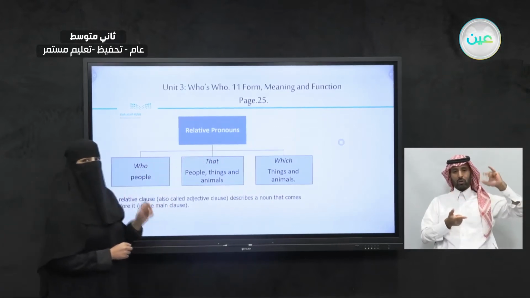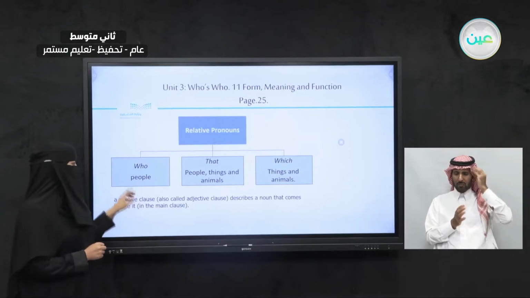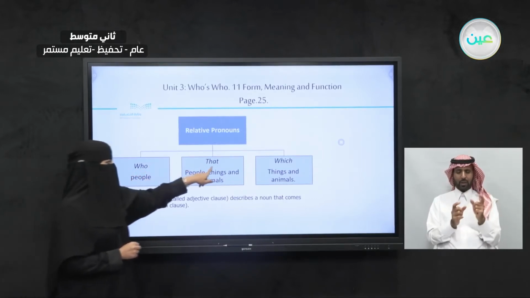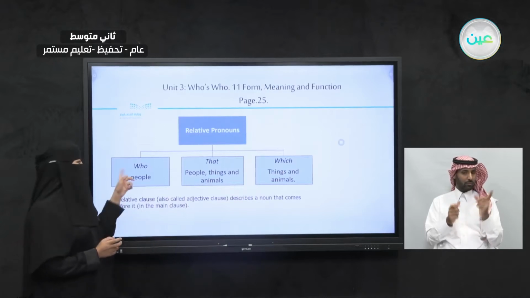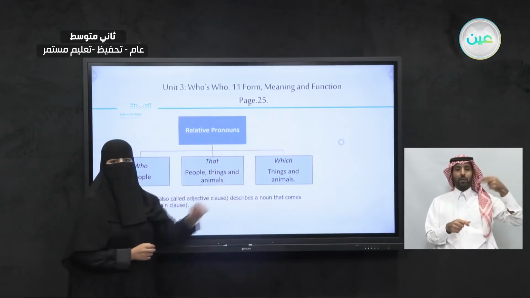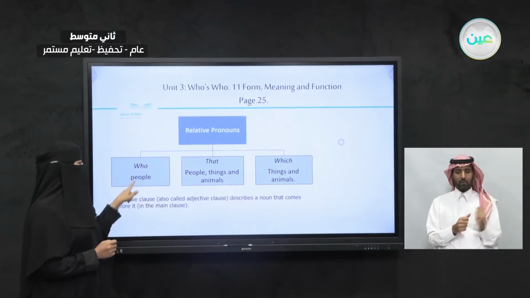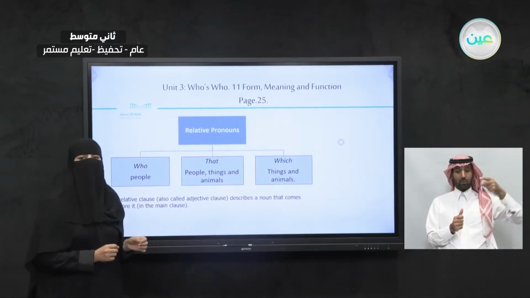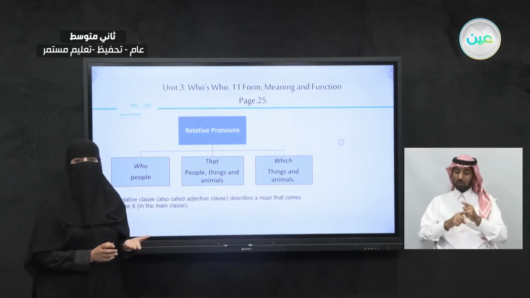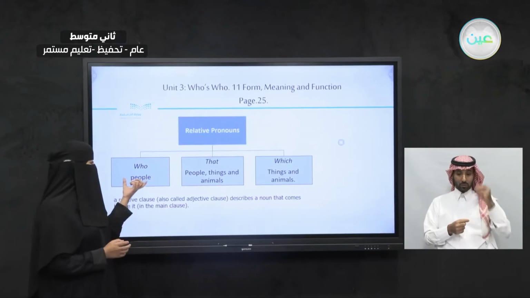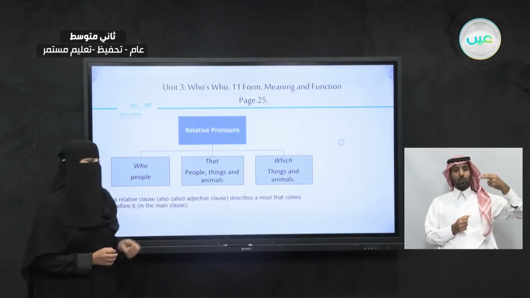Relative pronouns. So we have three words in this lesson. We have who, that, and which. When are we going to use the word who, that, and which? We will use who to talk about people. Do you remember the example? This is the doctor who treats people. The doctor is a person, so we will use the word who for people.